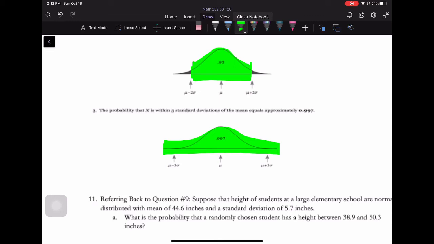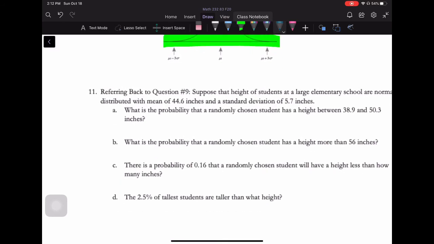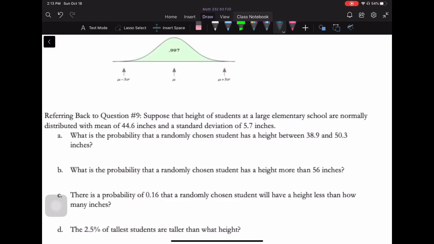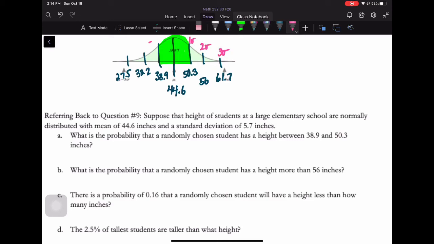We use this information to make predictions a lot in statistics. Going back to question 9, it says, what is the probability that a randomly chosen student has a height between 38.9 and 50.3? I'm going to label this picture right here just so we can get a general idea. Again, that's right here, which is 1 standard deviation. If I label each of these, that's 1 standard deviation, 2 standard deviations, 3 standard deviations. And that is 68%.